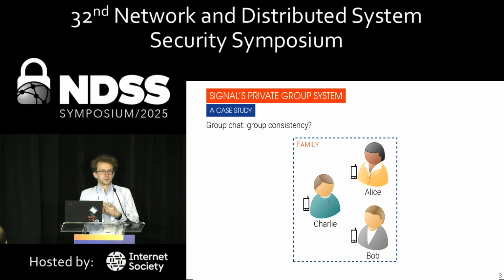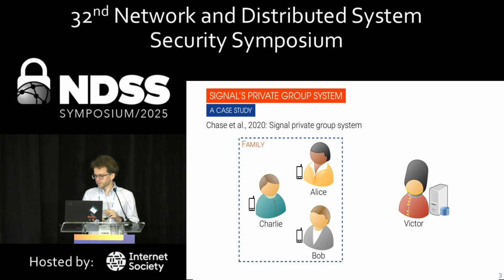That comes with an issue, right? Because in Signal, you don't assume that every message always gets delivered. You may miss messages, so you have a consistency issue. Some people might have a different view on the group state than other people. And so in 2020, Signal introduced an update to the group system. As of 2020, they store the group state on the server.